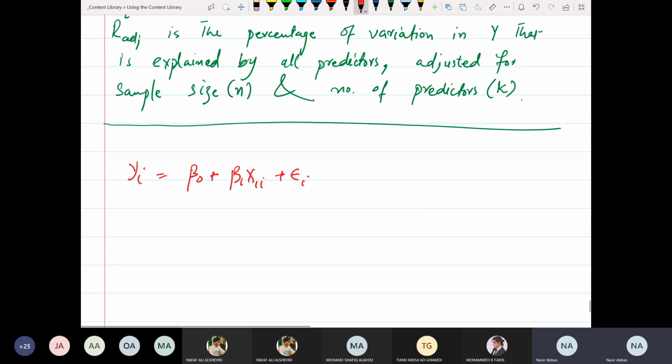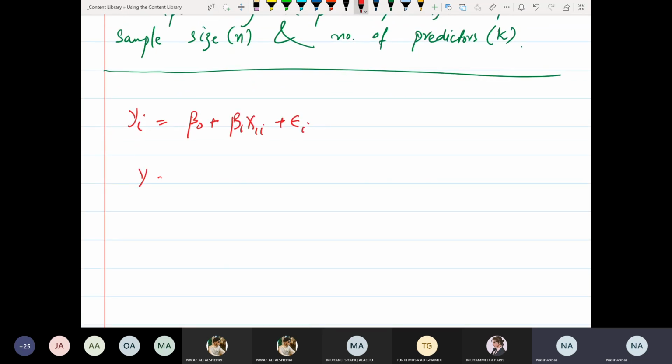You can have a situation, for example, where your y is grade 10 students' heights, and x is the height of their father.